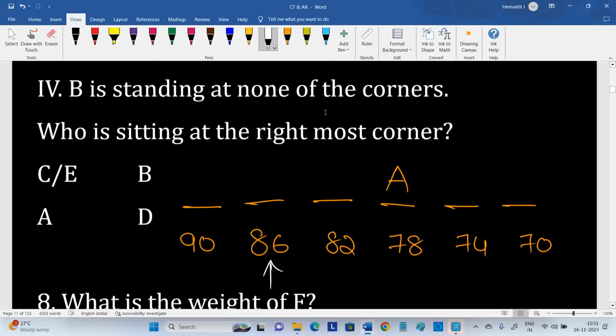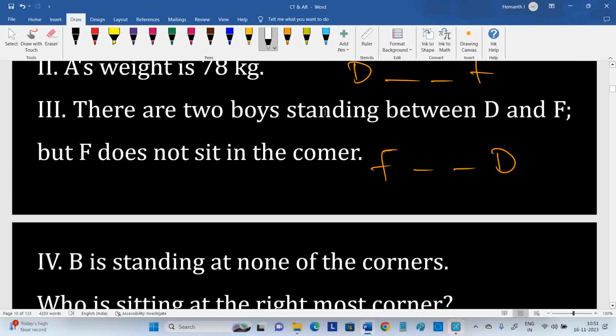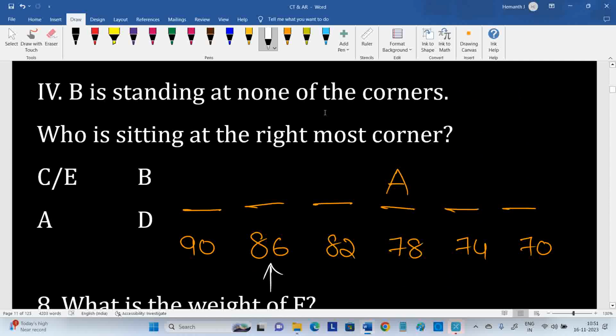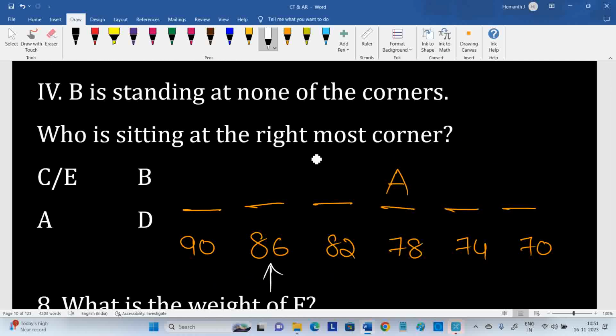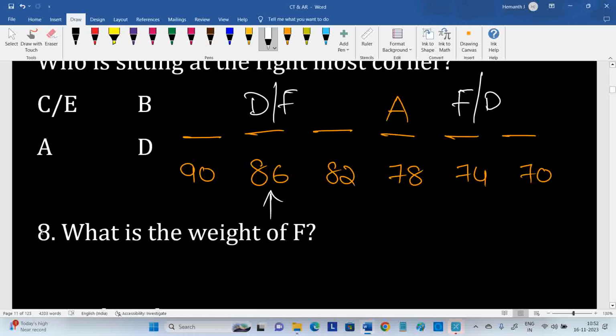Now we cannot get D at the corners. B and F should not be in the corner. F also not at the corners. And two people between F and D means, some people may think D here, two people gap means A is there. Not possible. The other possibility is D here, two people gap, F. Or F can be here, D can be here. D is second from the left, F is second from the right, or F is second from the left, D is second from the right. One possibility. There is one more possibility. I told you we'll have to write all possibilities, then we'll eliminate.